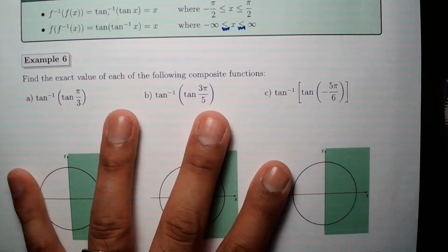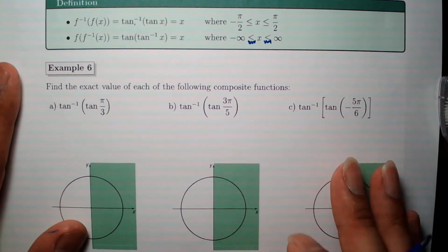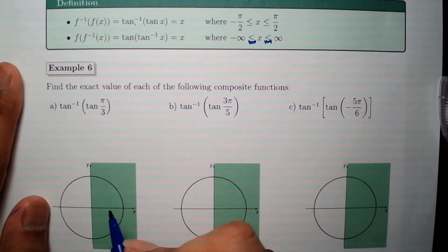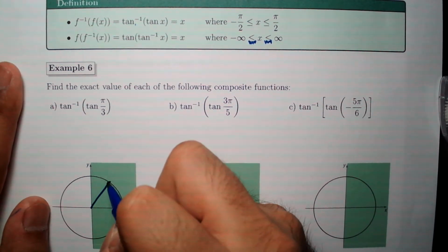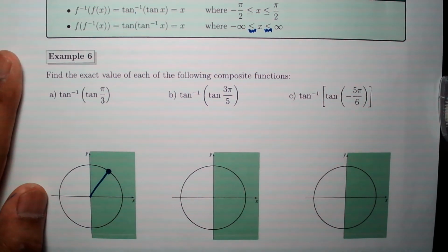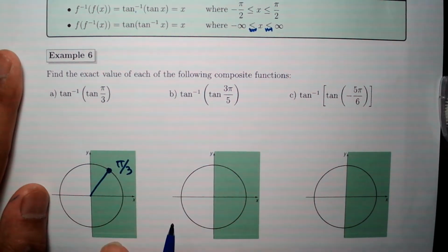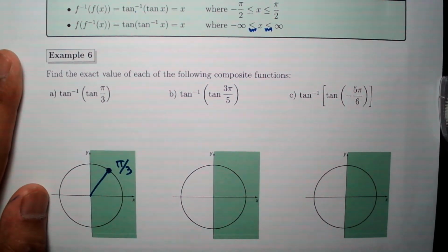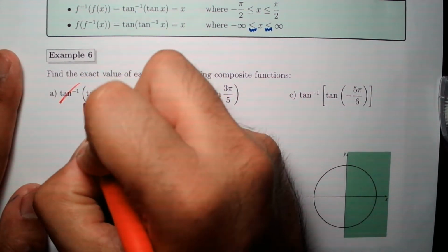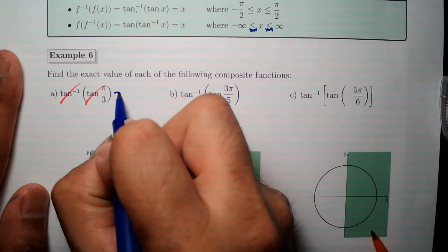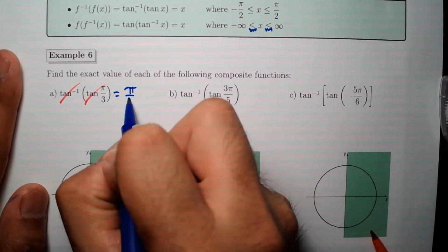Alright, find the exact value of the following composite functions. Well, pi over 3. Pi over 3 is over here. Well, that's really nice because it's within the range of its function. So in this case, we can simply cancel this out. This is pi over 3.